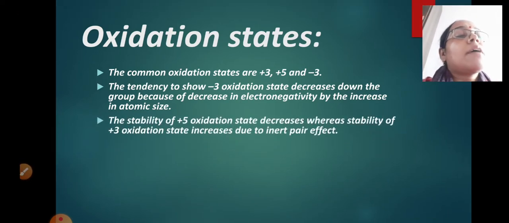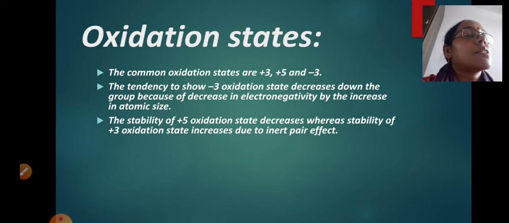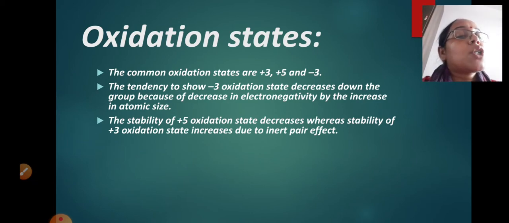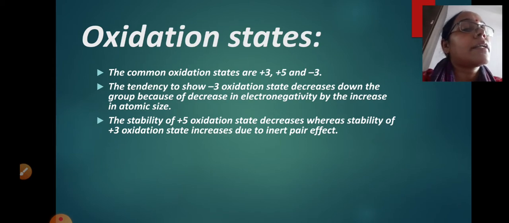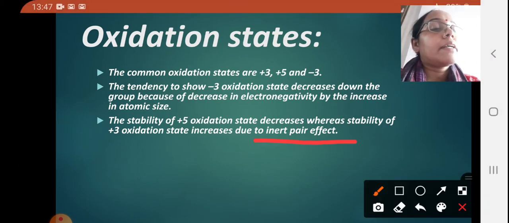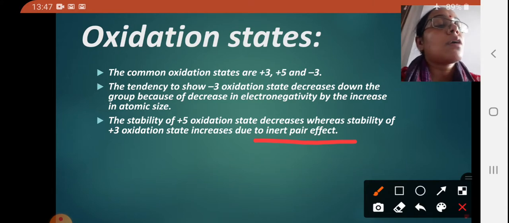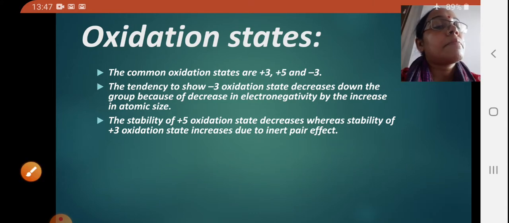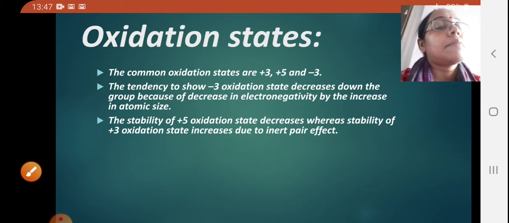The stability of +5 oxidation state decreases, whereas stability of +3 oxidation state increases due to inert pair effect. What is the point? The stability of +5 oxidation state decreases, whereas stability of +3 oxidation state increases due to, what is the reason? It is due to the inert pair effect. So this is all about the oxidation states +3, -3, +5.